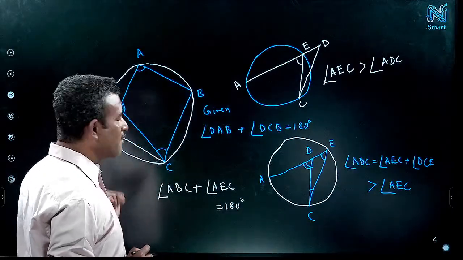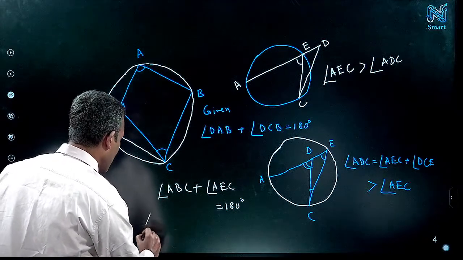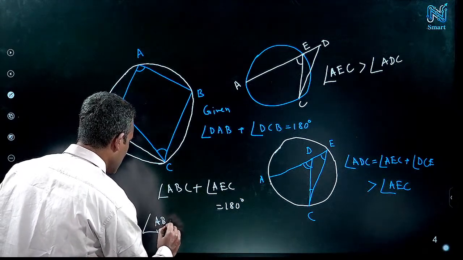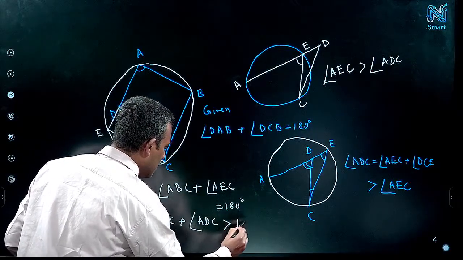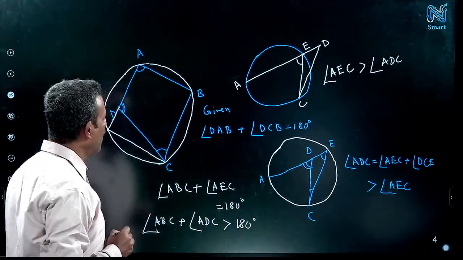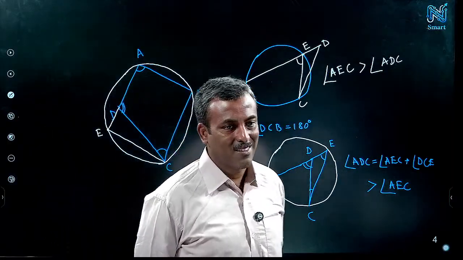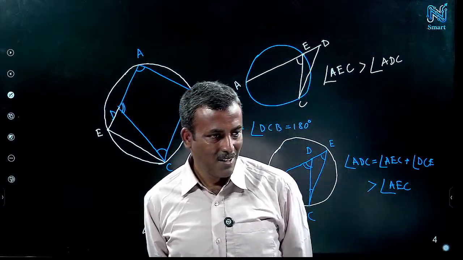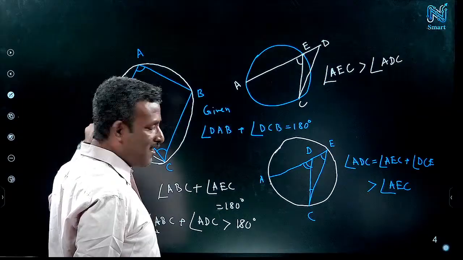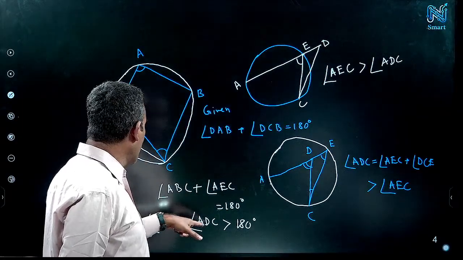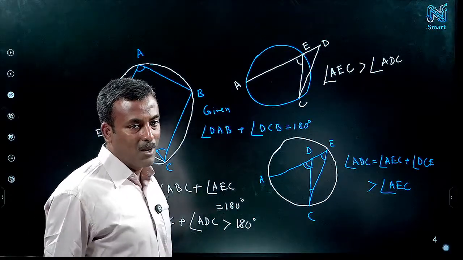Now angle ADC is bigger than angle AEC. That means angle ABC plus angle ADC must be strictly greater than 180 degrees. That means angle A plus angle C is less than 180 degrees. Similarly, if D is outside the circle, then angle ABC plus angle ACD is less than 180 degrees. In that situation, angle A plus angle C is greater than 180 degrees.